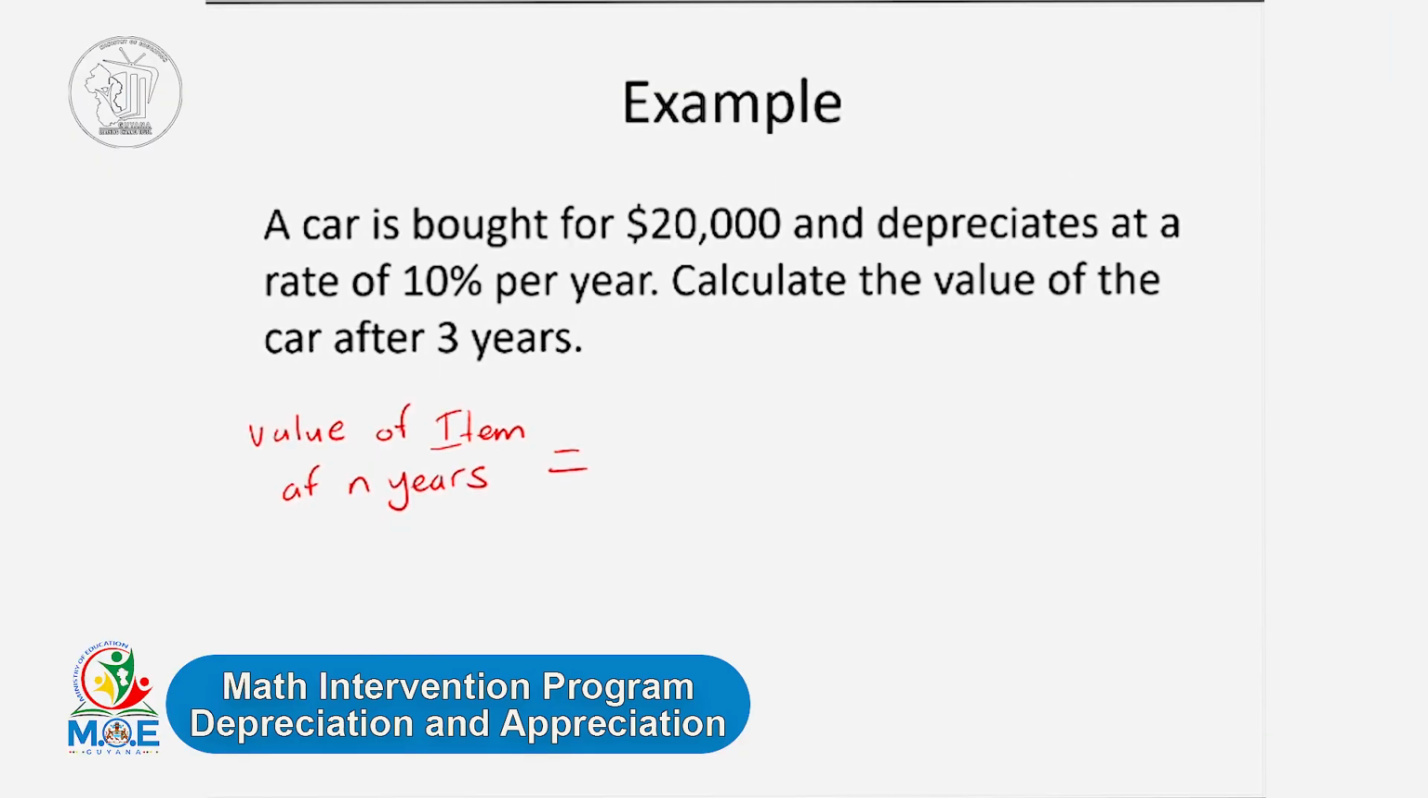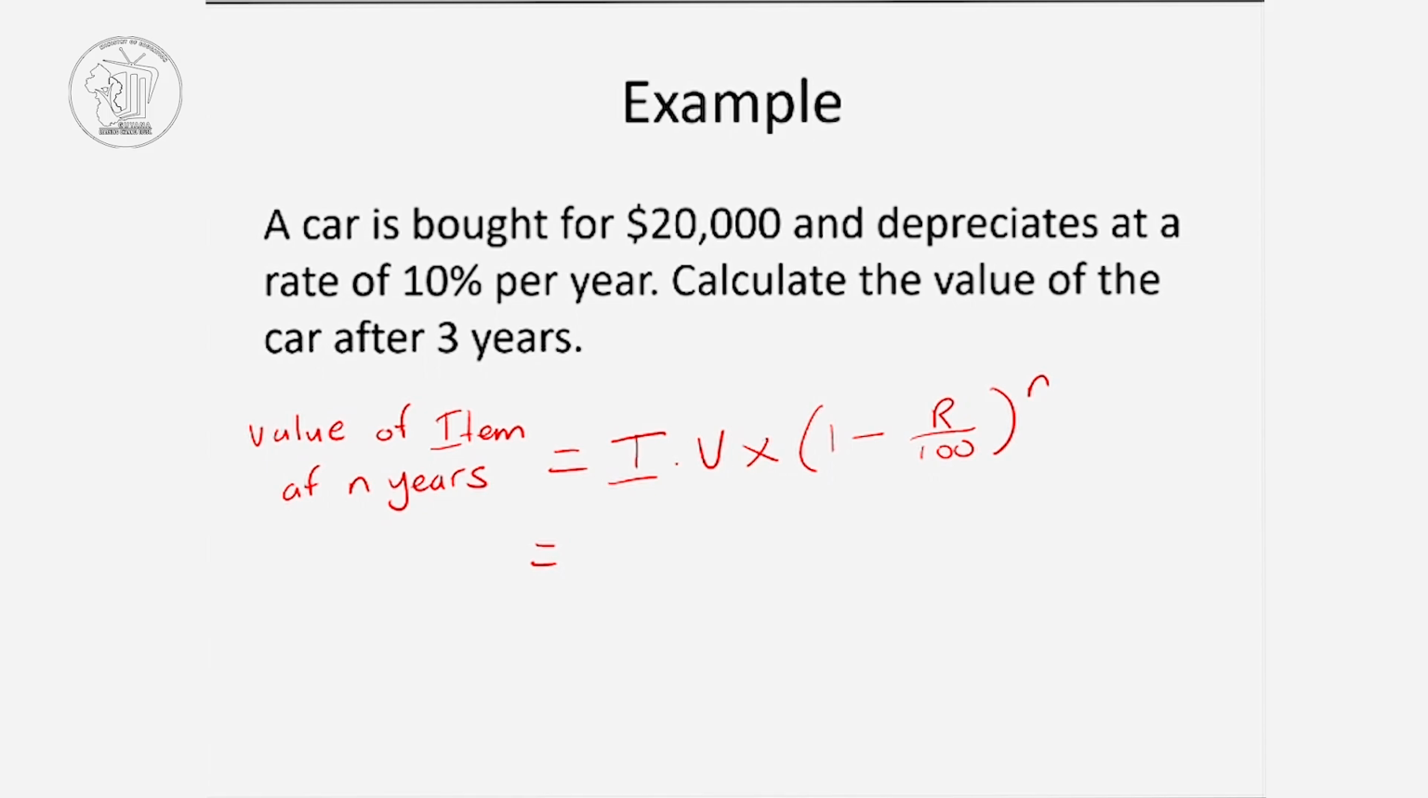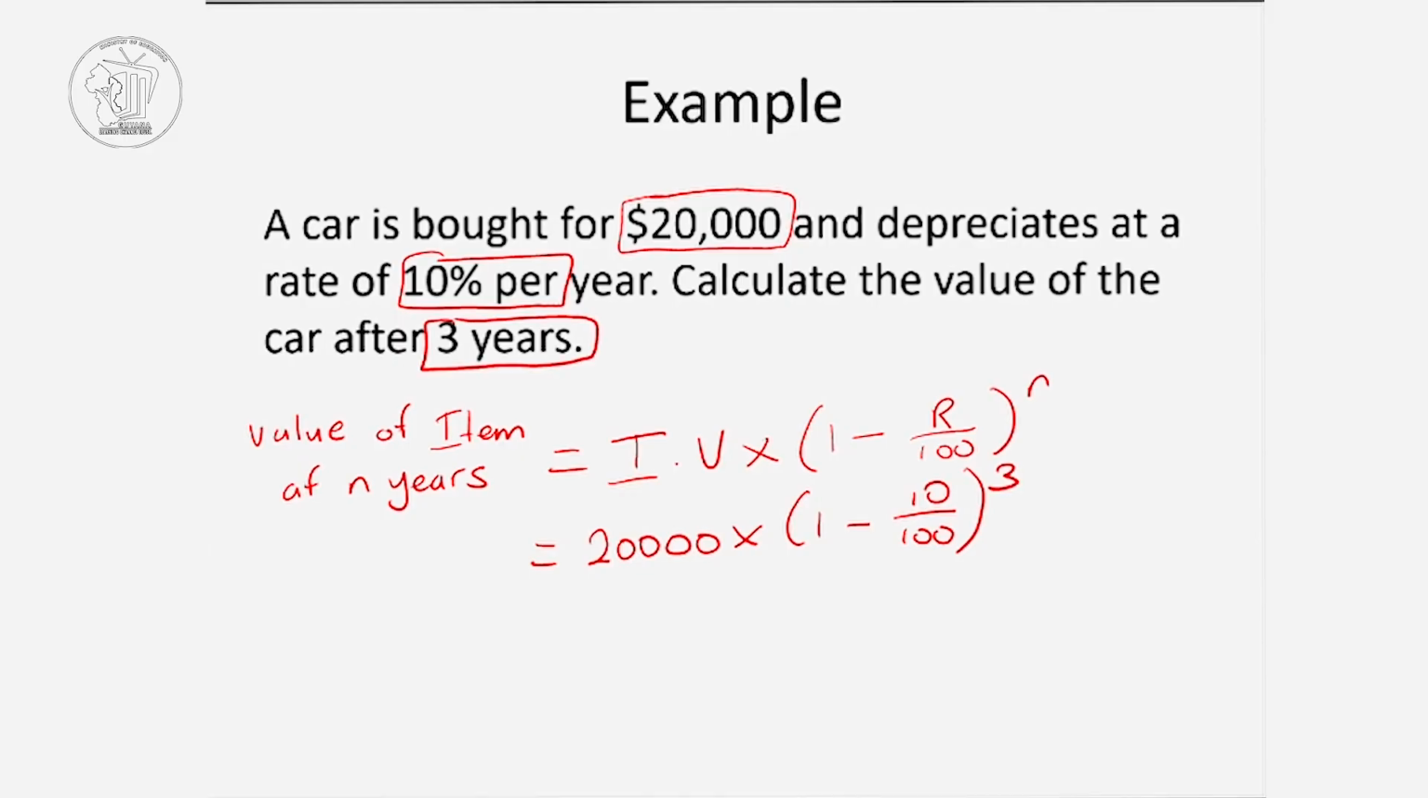So the value of the item after n years would be the initial value, I'll just use IV, multiplied by 1, subtract the rate, I'll use R for rate, over 100, all raised to the n power. So we can put in our values that we know. The initial value for the item is 20,000. So this will be 20,000 multiplied by 1, subtract the rate, which is 10% per year. This will be 10 over 100 raised to the n, which is 3 years, because it depreciated for 3 years. So this will now be 20,000 multiplied by 1, subtract 0.1.